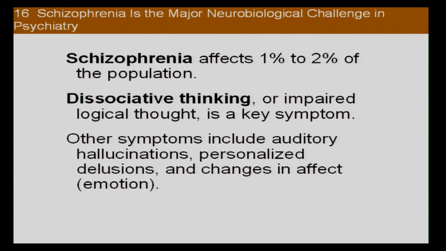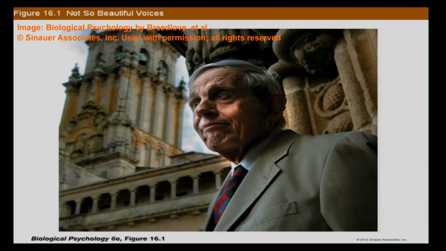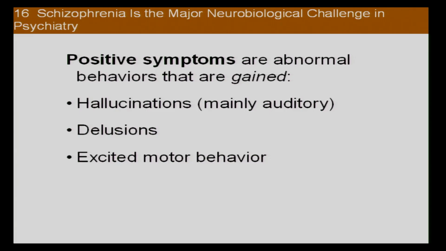Delusions and changes in affect or emotions are very common in schizophrenia. I should say that visual hallucinations are more common with drugs that induce altered states, like LSD. But schizophrenia is auditory hallucinations. And we talked about this is the real John Nash, whose schizophrenia has been controlled with drugs, but is a Nobel Prize-winning mathematician. Okay, so I want you to know the difference between positive and negative symptoms in schizophrenia.